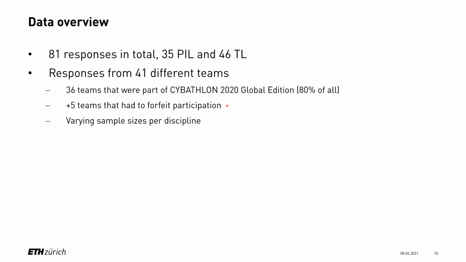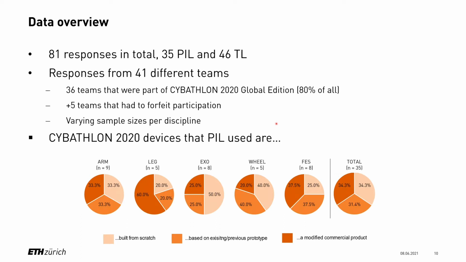Of course, we had varying sample sizes per discipline, since the number of teams within each discipline varied. Looking, for example, at the devices that the pilots described, which they used at the CYBATHLON, ranging from devices built from scratch, devices based on existing previous prototypes, or devices that are a modified commercial product, we can see that in total, from 35 pilots, this was evenly distributed between the 3 characteristics. But we can also see that, for younger disciplines such as the lower limb exoskeletons, around half of the devices were built from scratch, whereas in prosthetics, specifically in leg prosthetics, we had more modified commercial products.